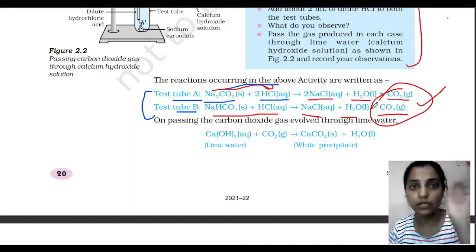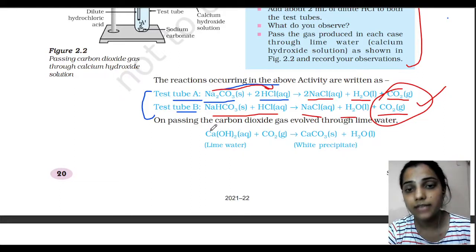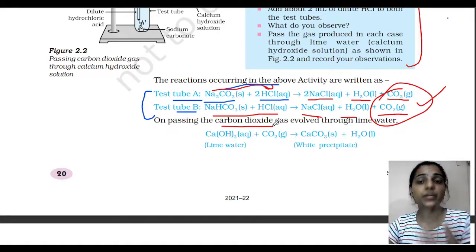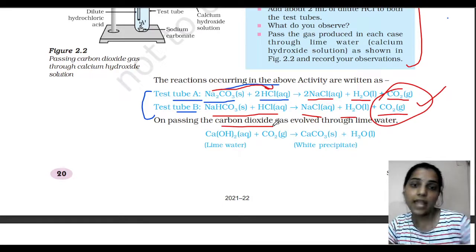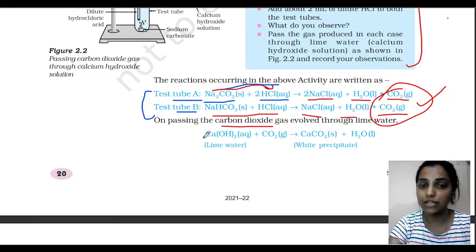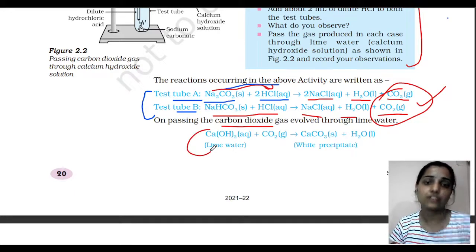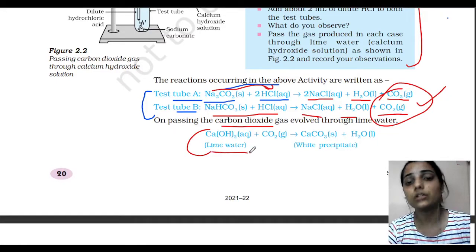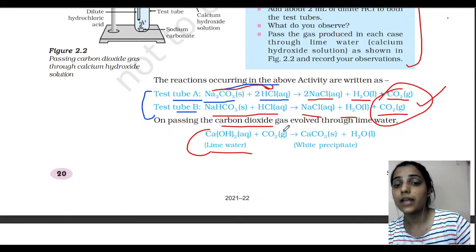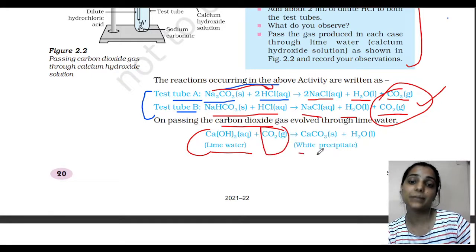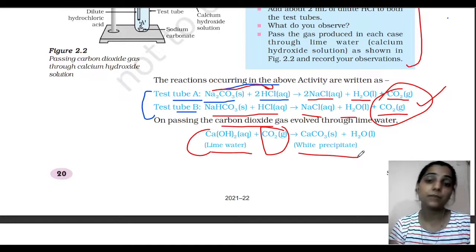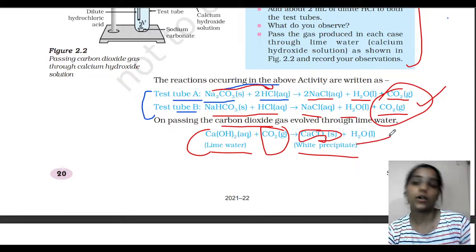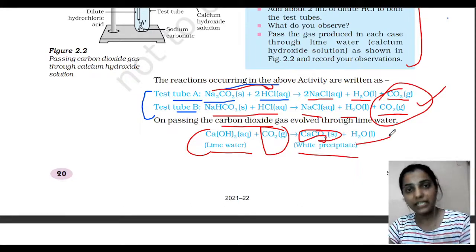Now the further reaction is very important. On passing the carbon dioxide gas evolved through lime water, what happens? Lime water is just Ca(OH)2, calcium hydroxide. When we pass carbon dioxide through lime water, we get a white precipitate, that is CaCO3, calcium carbonate, and water. Calcium carbonate is basically the white precipitate.